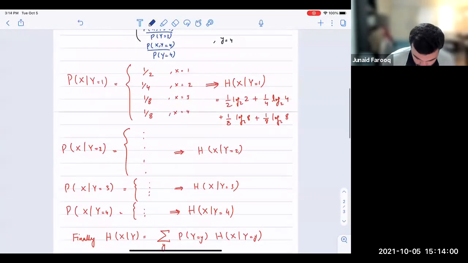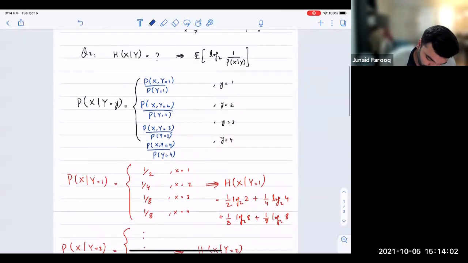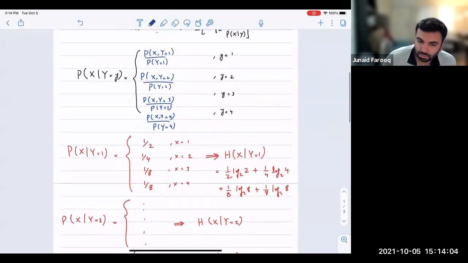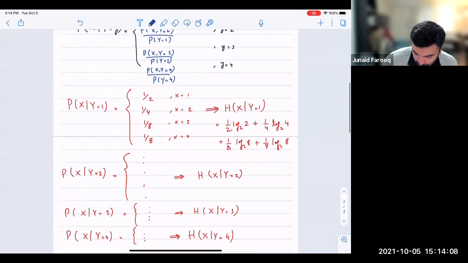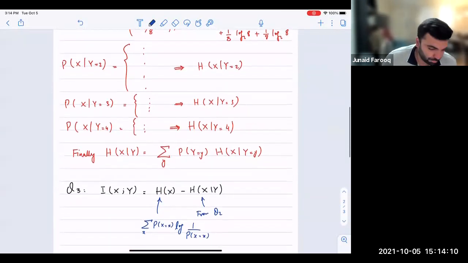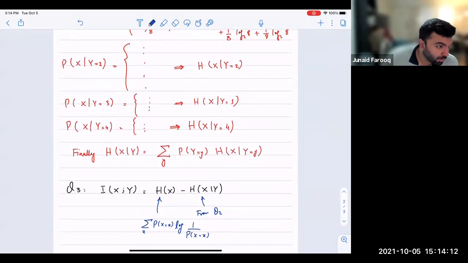The most tricky part is this second one, where you had to first compute the conditional density function and then move on to the entropy, conditional entropy. So I hope whoever asked this question is now clear about it. And if you have more, feel free to jump in.